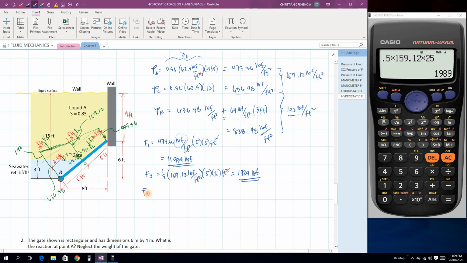Okay, next, F3. So, another rectangular. So, yung height natin dito is 636.48. So, same na yung mga units dito, hindi ko na isusulat. Times nung length, 5. Yung width ng gate is 5 feet din. So, we will have 636.48 times 25. So, 15912 pound force.